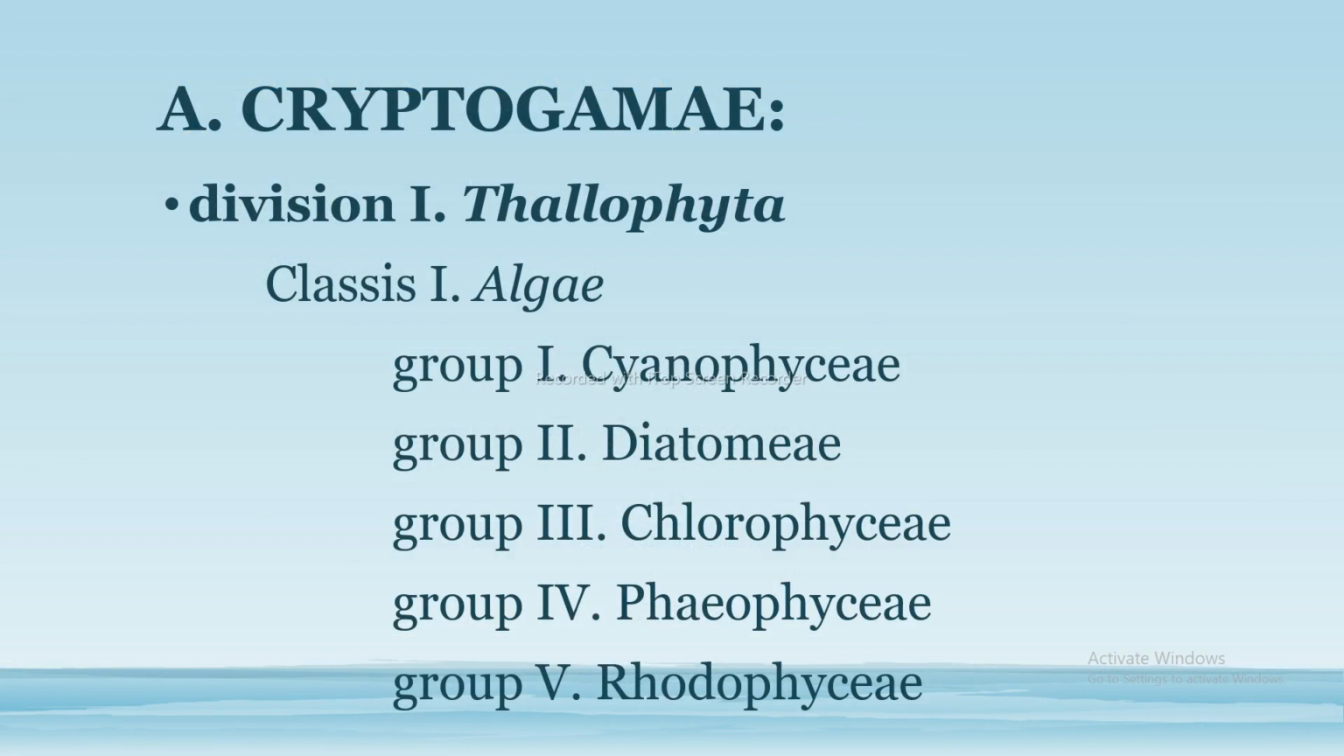Next I am going to discuss the division which is called Cryptogamy. Cryptogamy is further divided into divisions. The first division is Thallophyta, which includes Class 1, Algae. Class 1, Algae, is further divided into groups. First the group is Cyanophyceae. Second group is Diatomeae. Third group is Chlorophyceae. Fourth group is Phaeophyceae. Fifth group is Rhodophyceae.